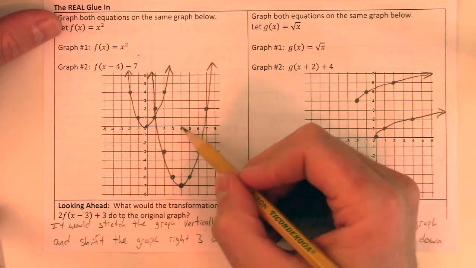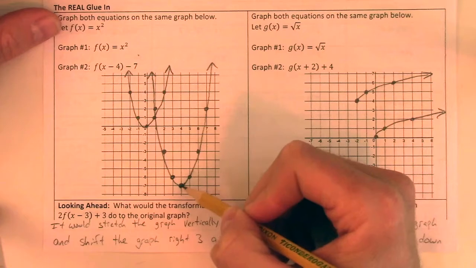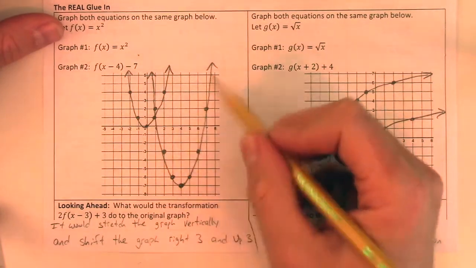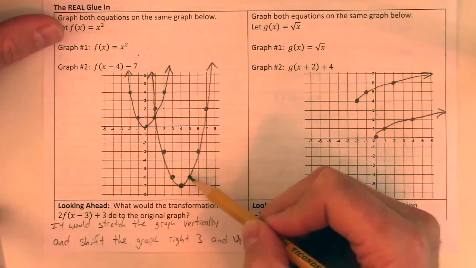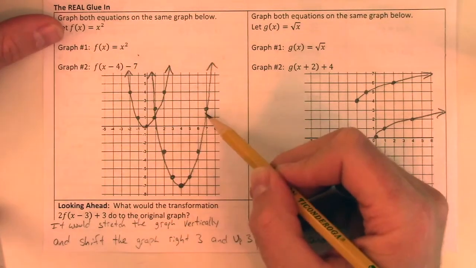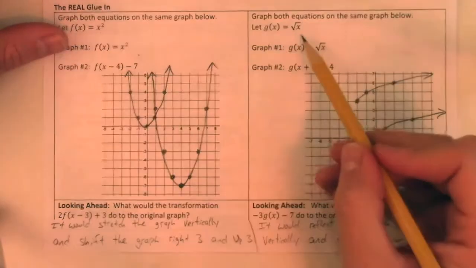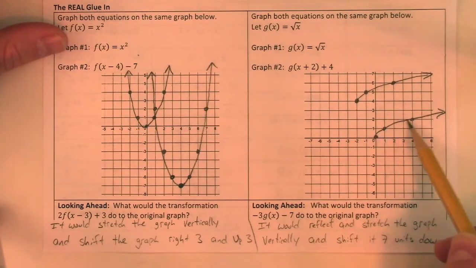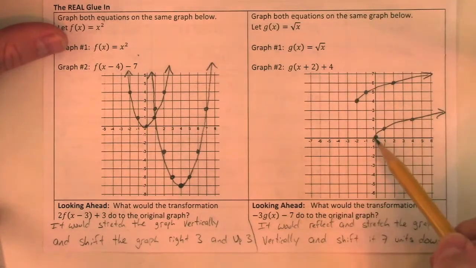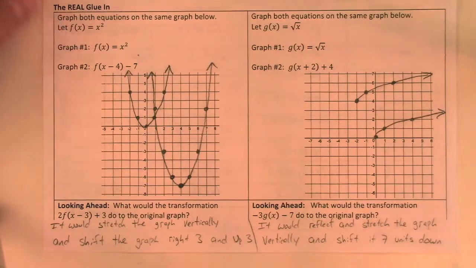So I just shifted it to the right 4 and down 7. There's my new vertex, and graph it using the same pattern when the a value out front is 1. It's just over 1, up 1, over 1, up 3, over 1, up 5. That's for a parabola. Here we've got the square root. Here's the original one. It's a sideways parabola, except half of it. And then this was shifted left 2 and up 4. Same idea, just shifted.